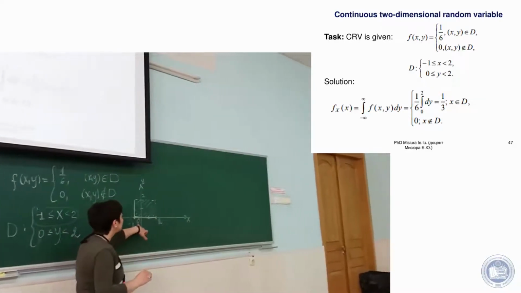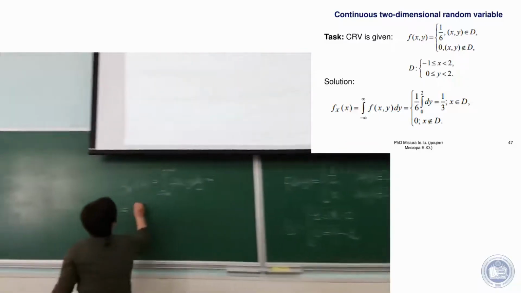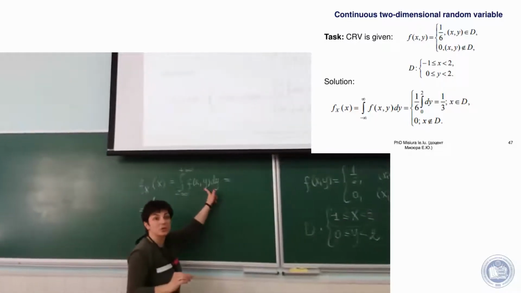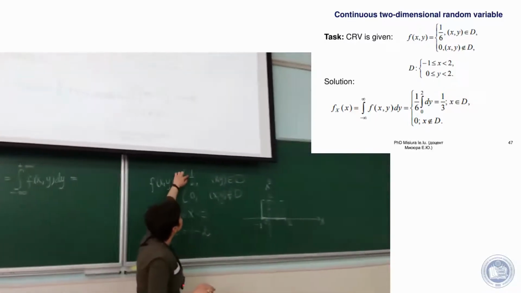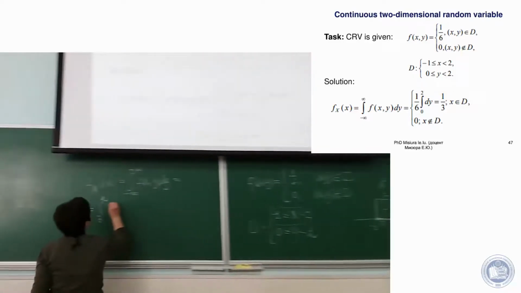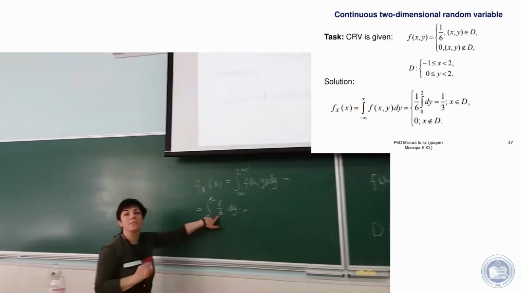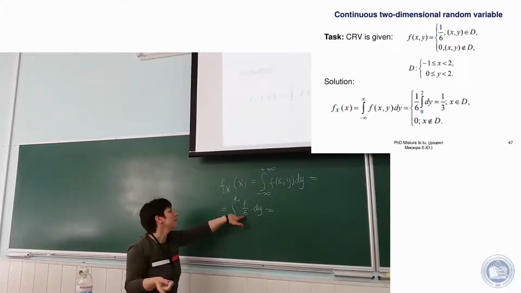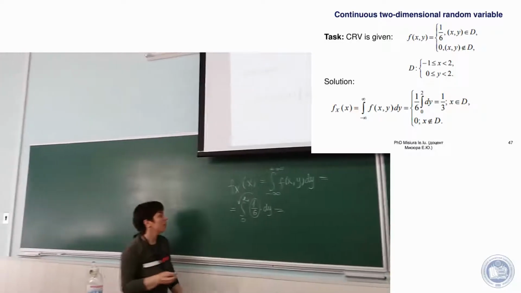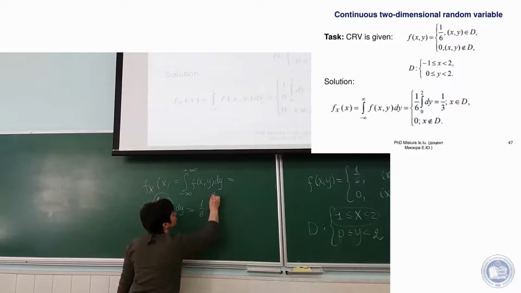Y is changed from 0 to 2. Okay. We have limits from 0 to 2. How to change this function? This function equals 1/6 times dy. Okay, let's remember, any number can be taken out of the integral sign. Do you remember this property? Okay, let's take out and get 1/6 times integral from 0 to 2 dy.